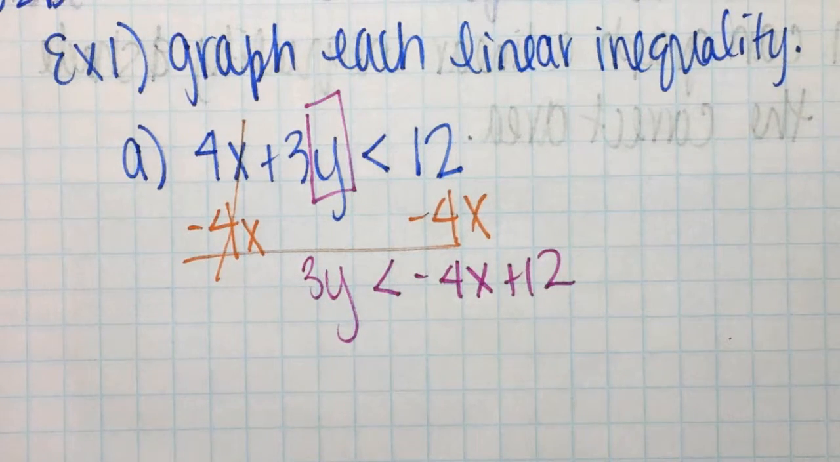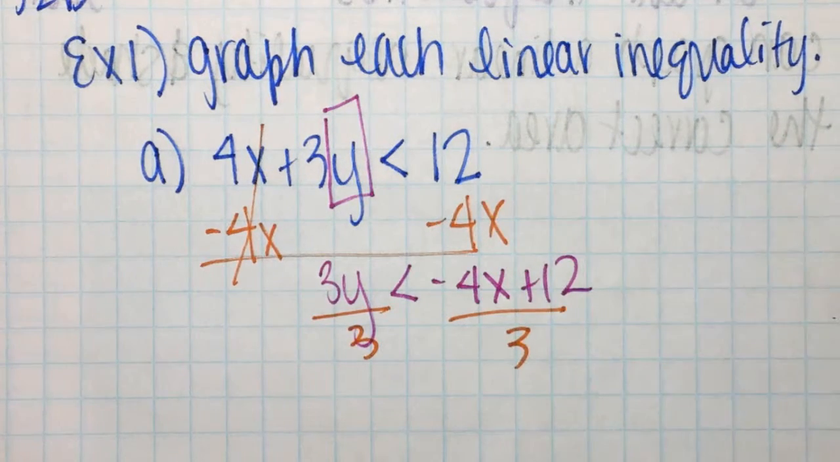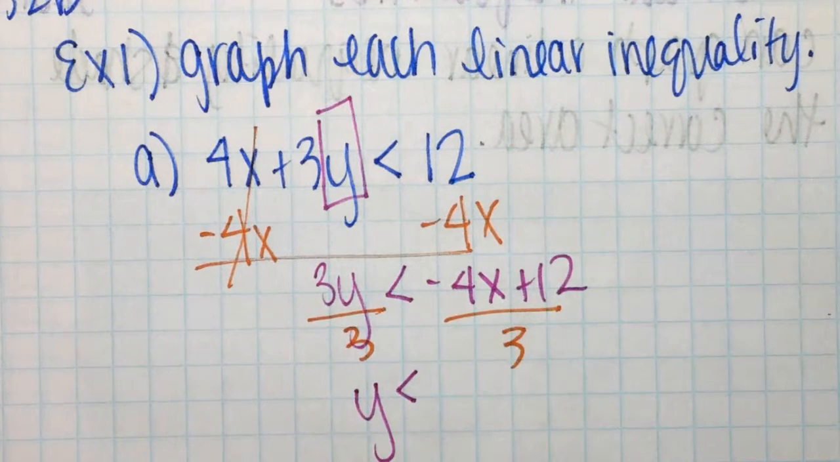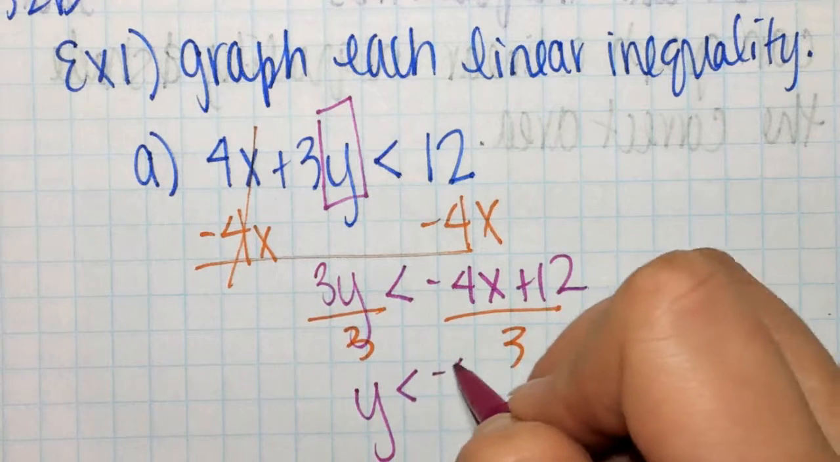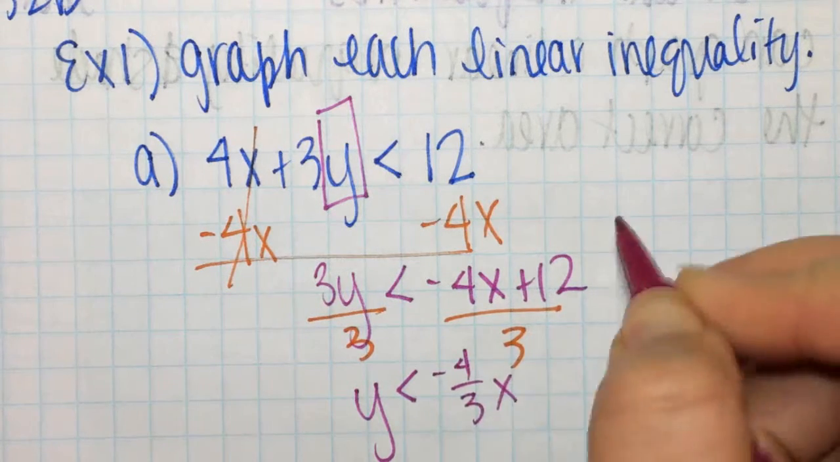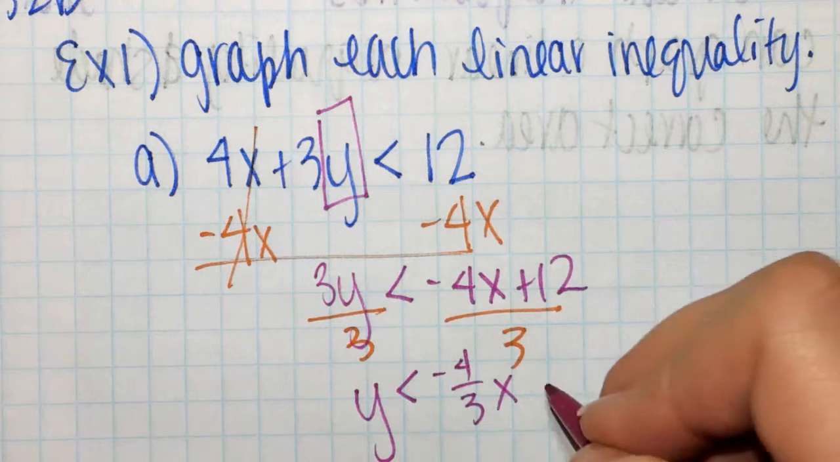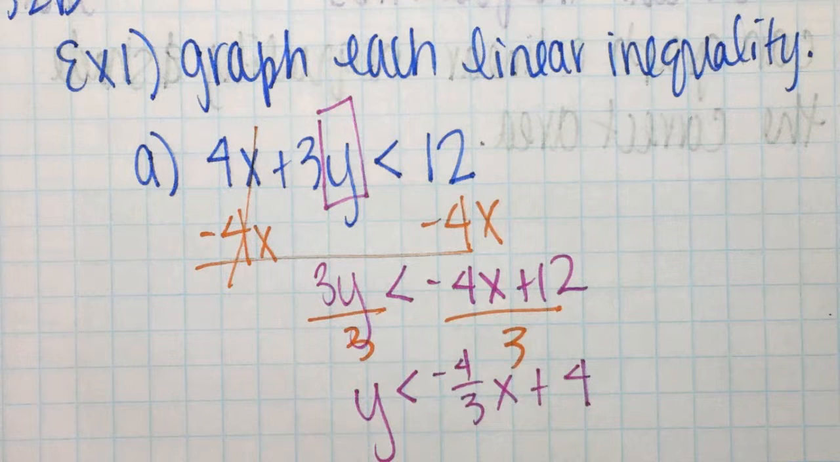Okay, who can tell me what we do from here? Jenna! Divide by 3. Now, do we divide everything by 3? Yes. What is negative 4 divided by 3? Negative 4/3. If you said negative 4/3, take a point. What is 12 divided by 3? Plus 4.